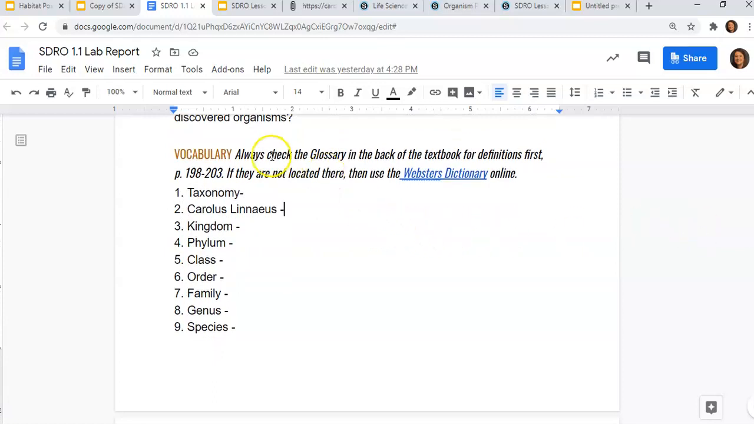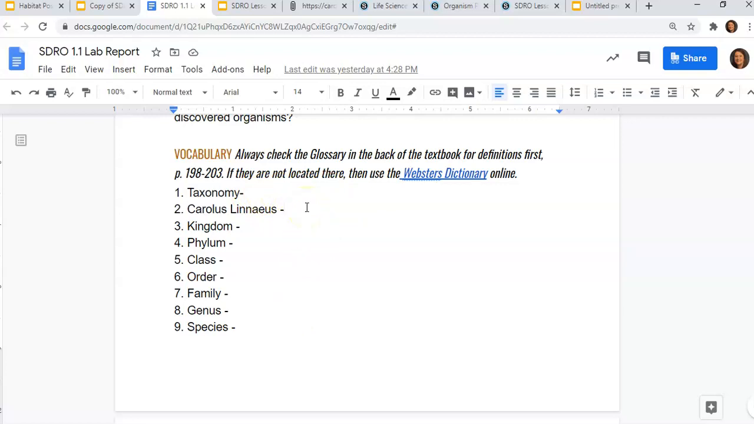I made you a note there to always check the glossary in the back of the textbook first for definitions, and it's in the textbook on pages 198 to 203. But if any of these words happen to not be in the glossary, then please use the Webster's Dictionary online or dictionary.com online, and they will have reliable definitions for you to use for these words. So you would just type in the definitions here.